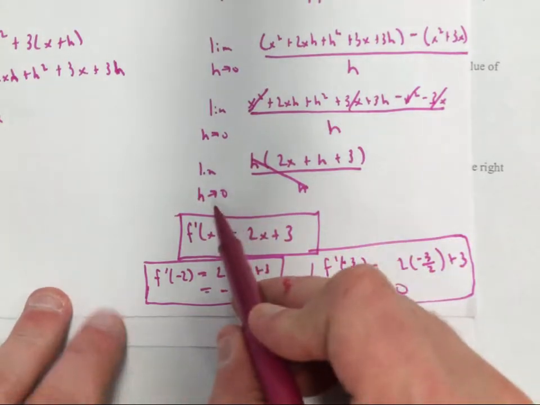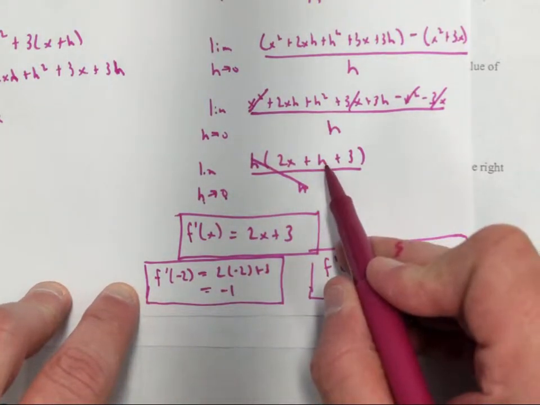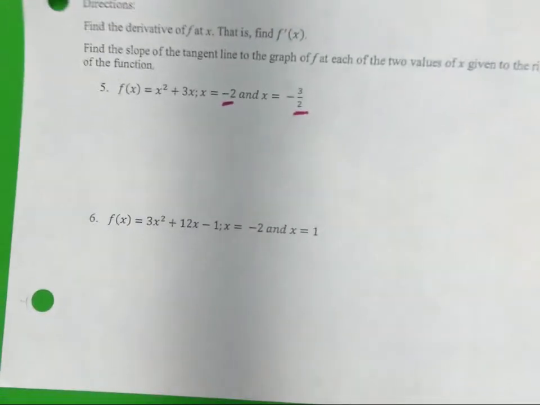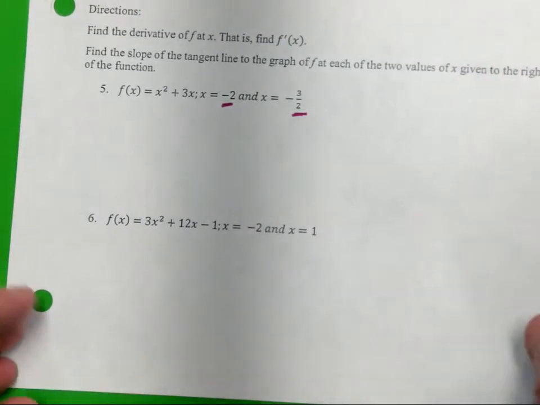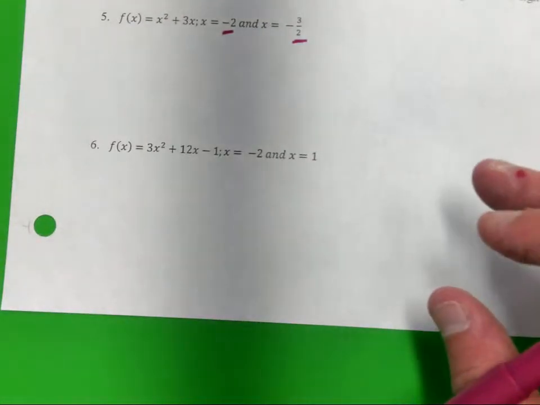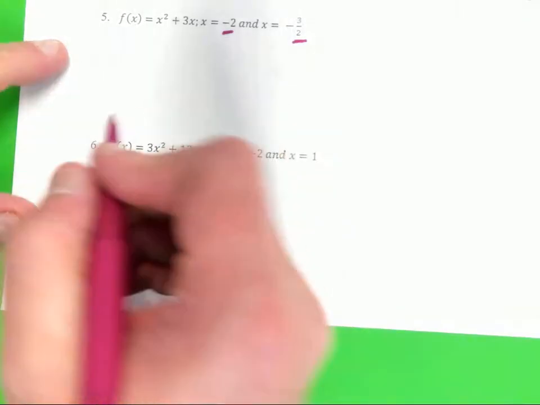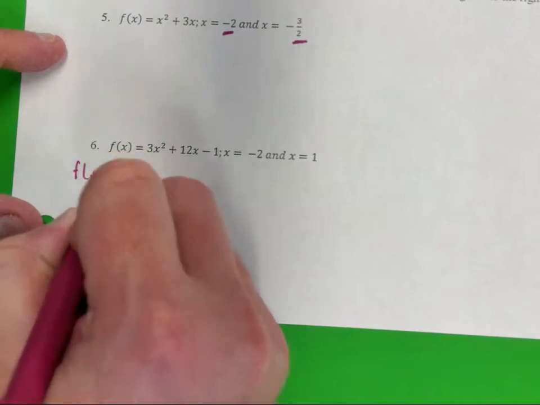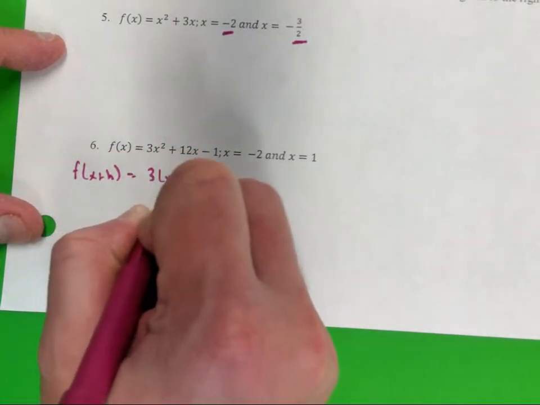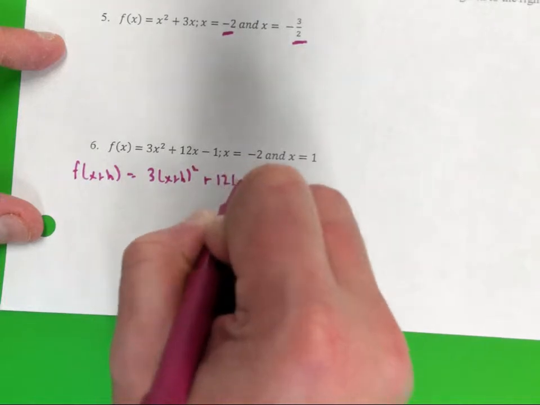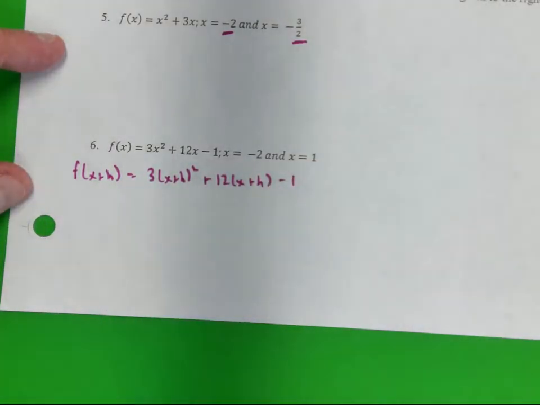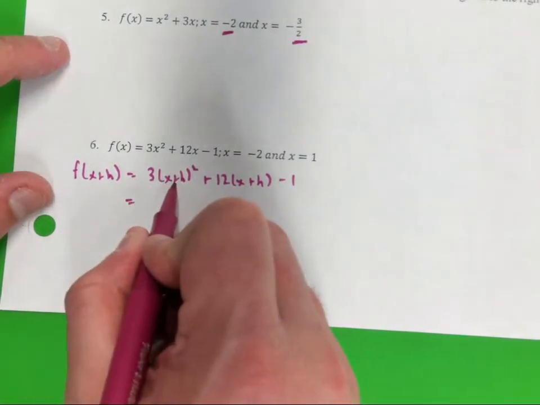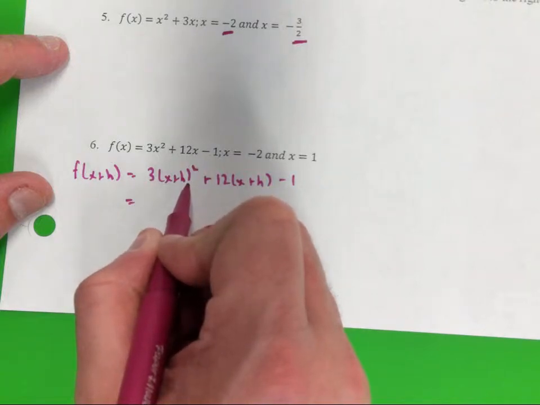The h, once I did direct substitution, h approaches 0. That's 0. Yeah. Alright. Number 6. Alright, first thing I'm going to do is find f of x plus h. X plus h squared is x plus h times x plus h.